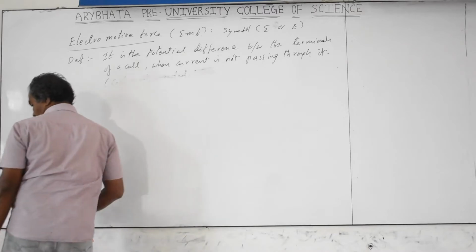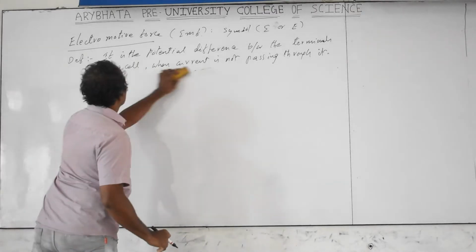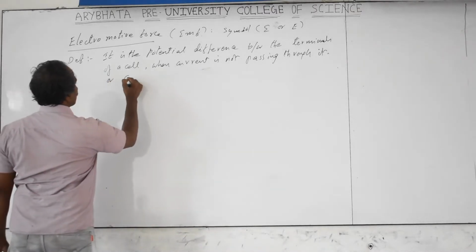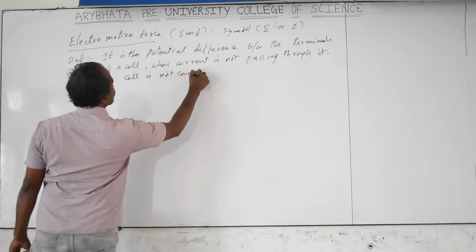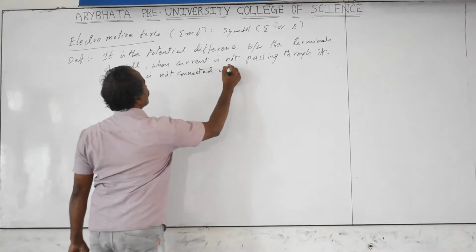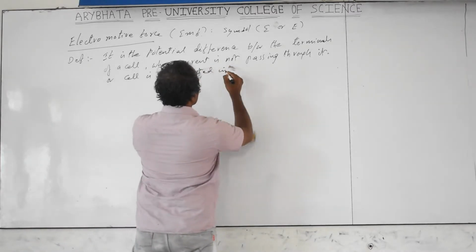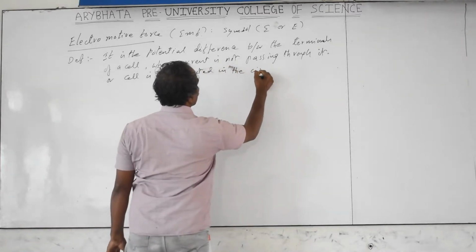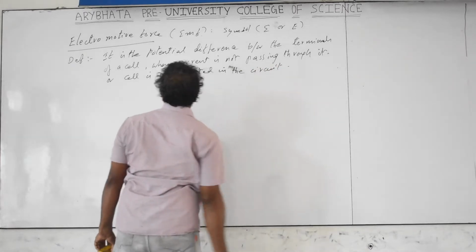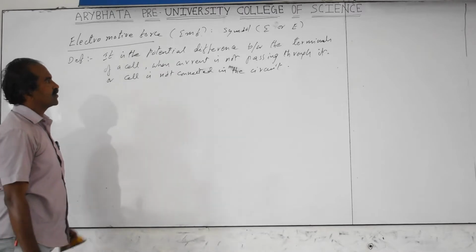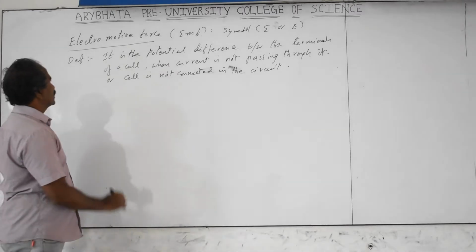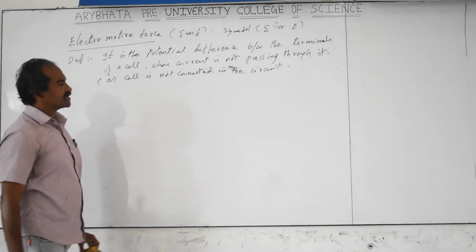It is the potential difference between the terminals of a cell when current is not passing through it. You can stop there itself, or you can also say the cell is not connected in the circuit. Okay?